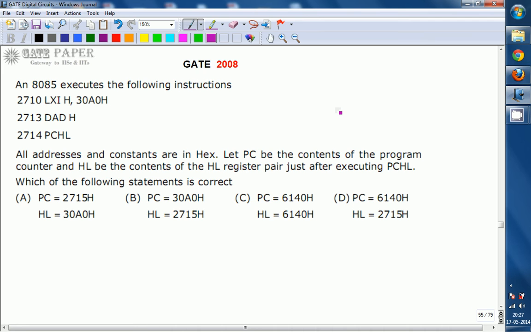So the question is asking what the contents of PC and the HL register pair are after completion of these three instructions. The right option for this one is C. C is going to be the right answer. Okay, so we'll see how it happens.